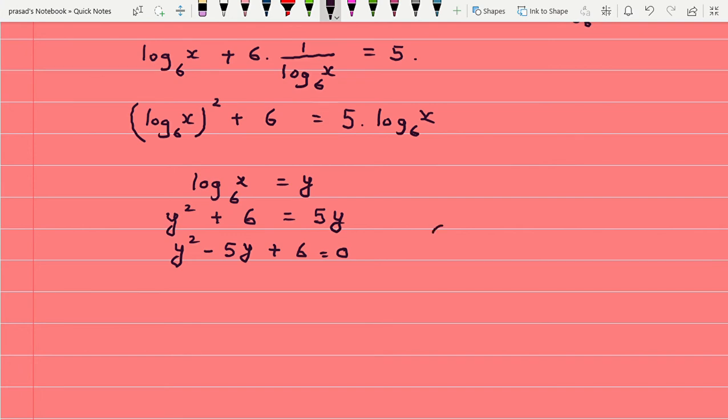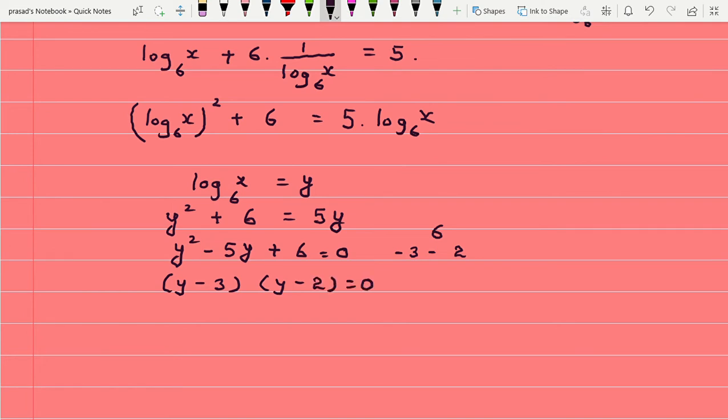So this is easily factorizable. Find the factors of 6 such that the sum is 5. That is 3, 2, and since you want negative 5, minus 3 and minus 2. That means the two factors will be y minus 3 into y minus 2 is equal to 0.